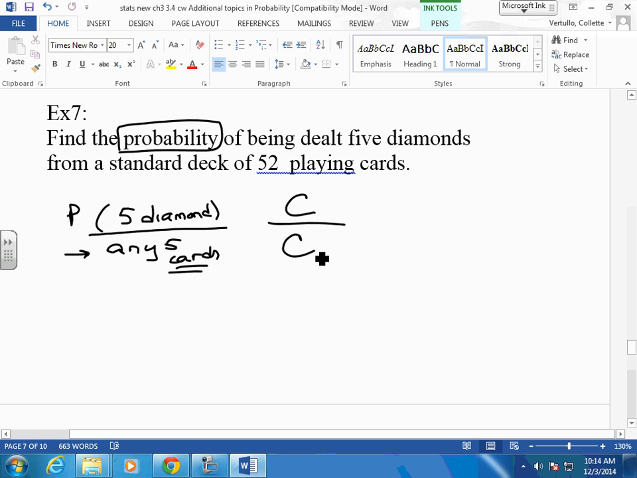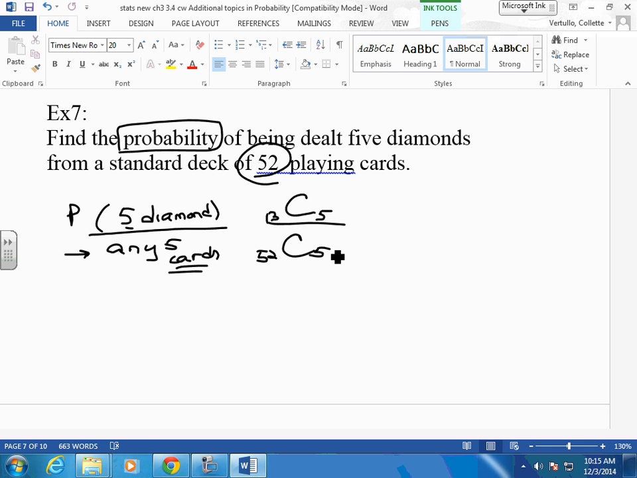So how many diamonds are there in my deck? 13. And how many do I want? 5. Out of any possible 5 cards that you could possibly pick. So how many cards in your whole entire deck? 52. Any 5. I usually call this the generic 5. The generic one goes in your denominator. So this is how you set up your probabilities when you're dealing with this. The ones I want over any possible 5 I could get.